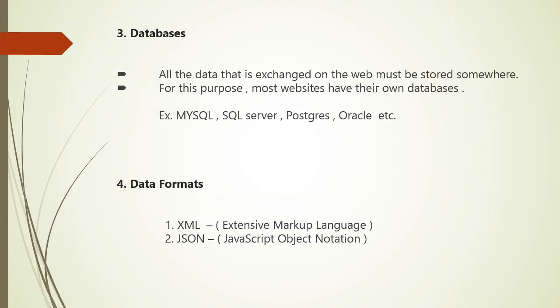Now we have to store all the data that is exchanged between the web, that is to be stored somewhere. So for this purpose, most of the websites have their own databases with them. For example, we have SQL Server, Oracle, Postgres, MySQL, etc. Various data formats are used like XML, that is extensible markup language, and JSON, that is JavaScript object notation.